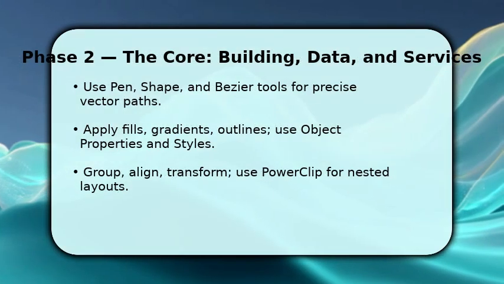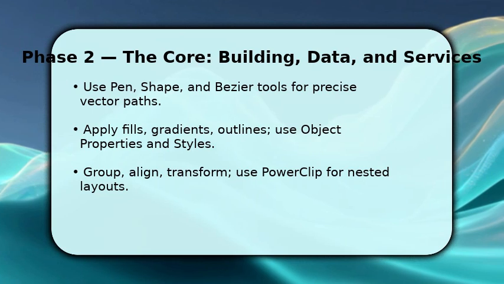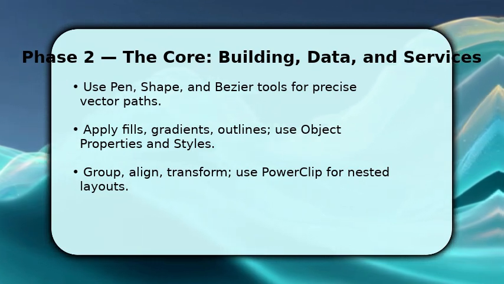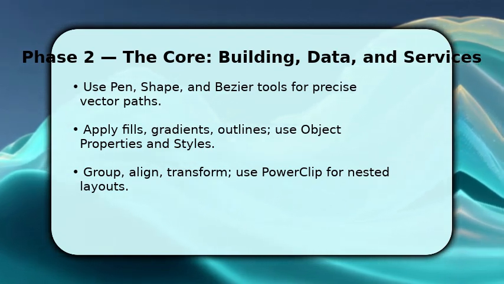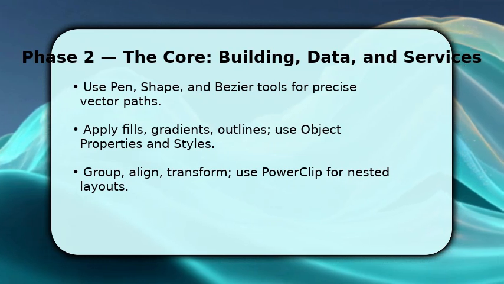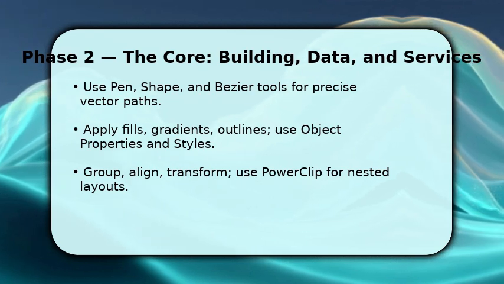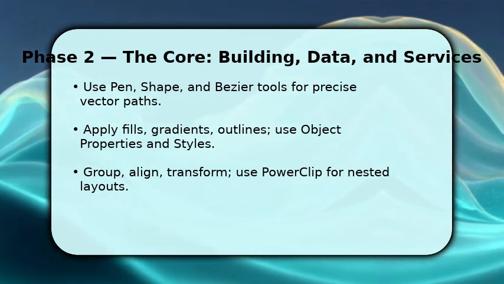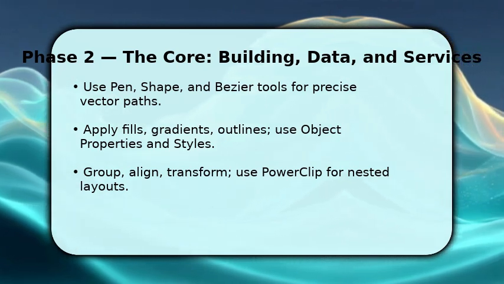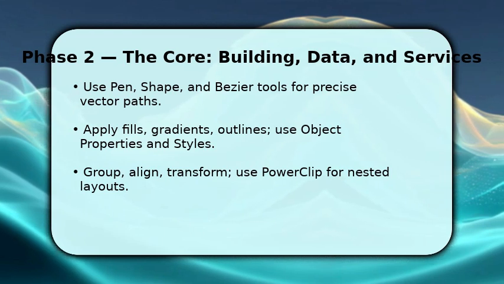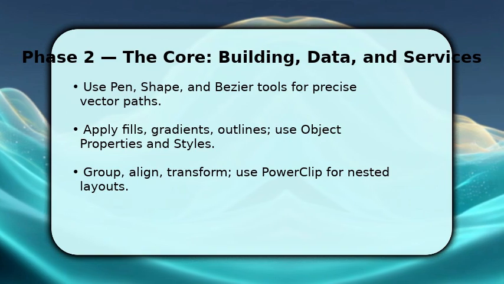You now construct the artwork using Corel X7's core tools and non-destructive techniques. Start by tracing or drawing paths with the pen or Bezier tool and refine nodes with the shape tool. This gives precise control. Then apply fills, gradients, and outlines through object properties and save common settings as styles so you can reuse them. Once elements are ready, group and align with the align and distribute commands, and use PowerClip to nest content. This keeps complex layouts organized and editable as you proceed.